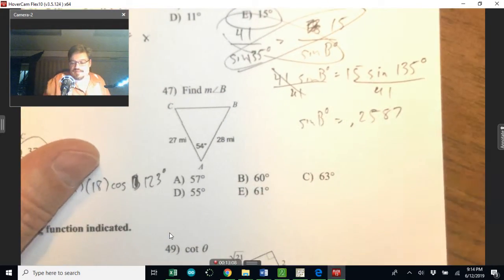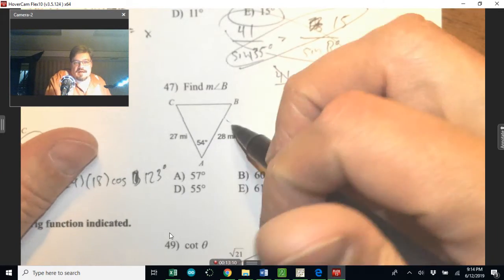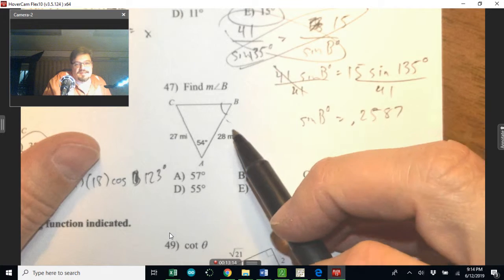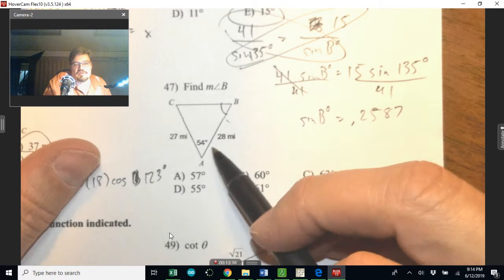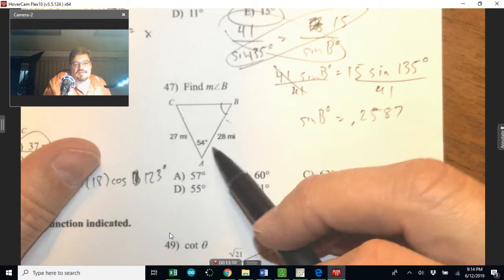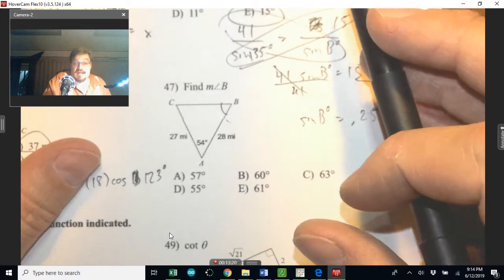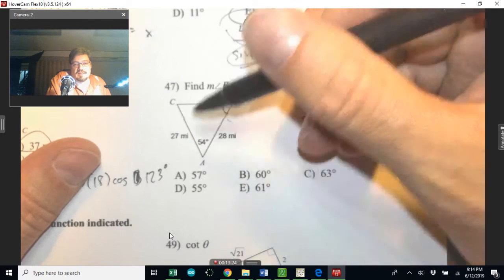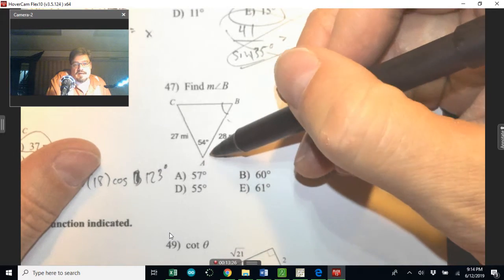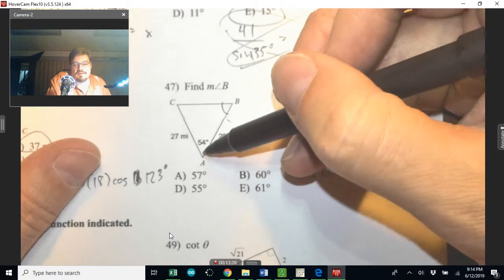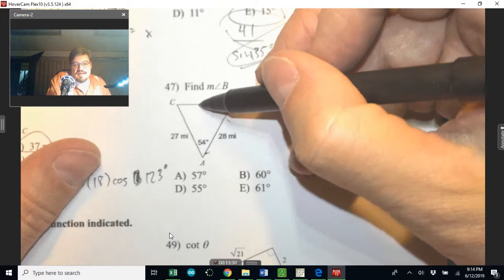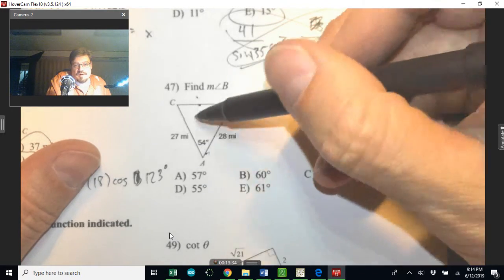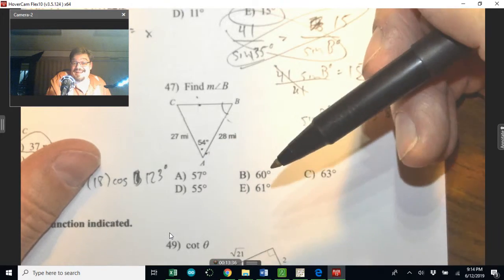Alright, now this guy was a little tricky. You had to find angle B, but the problem is that it's super close to being an isosceles triangle. Then that would have been sweet, but it's not. So we have to use side angle side. We have to use law of cosines to find him, and once we find him, we can use the law of sines. So this is kind of a tag team thing.